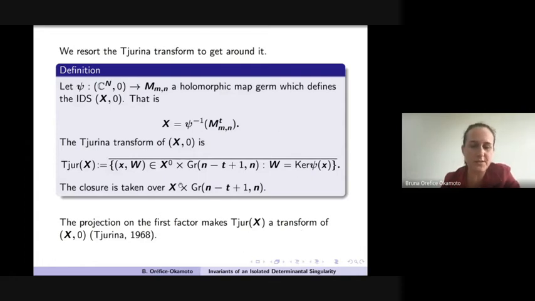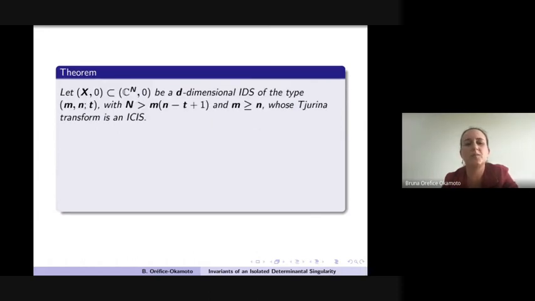And what's the advantage? This can be an ICIS. And when this is an ICIS, we can do like before. So the theorem that we are looking for is this one.